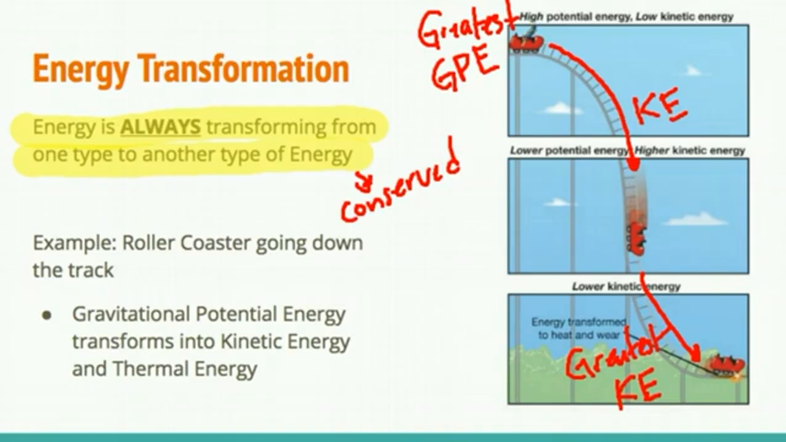Again, remember, potential energy is the ability to do work, but it's not quite doing that work yet. It's storing all that energy. And then once it's released into kinetic energy, which is happening because the roller coaster is moving.